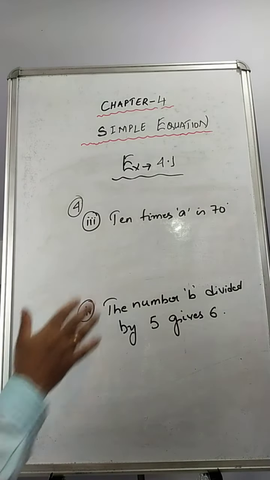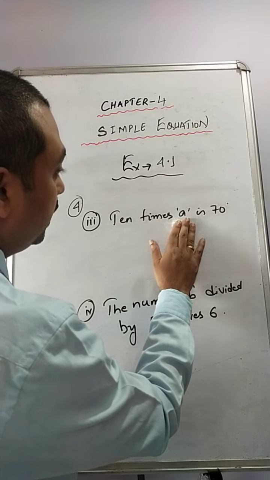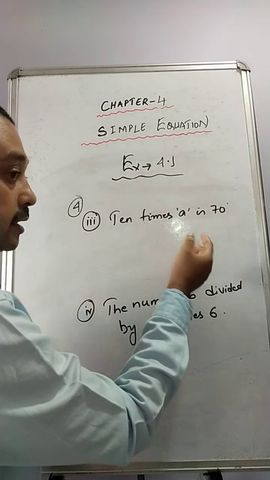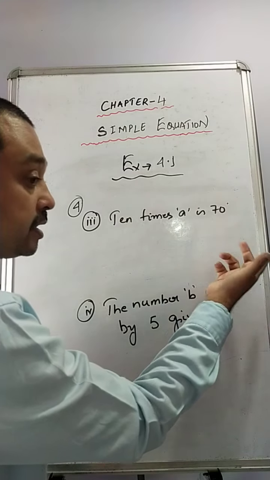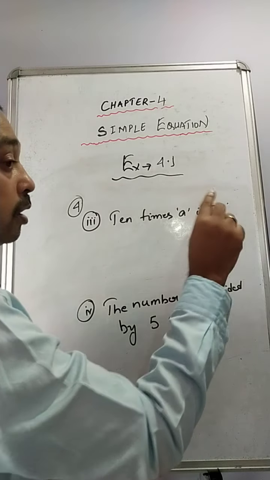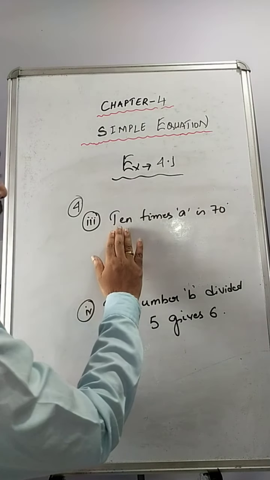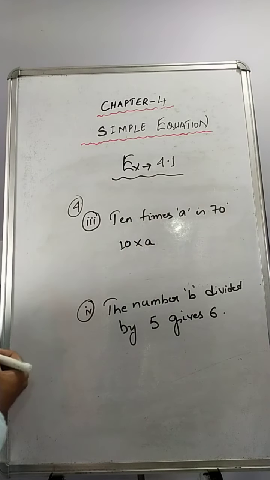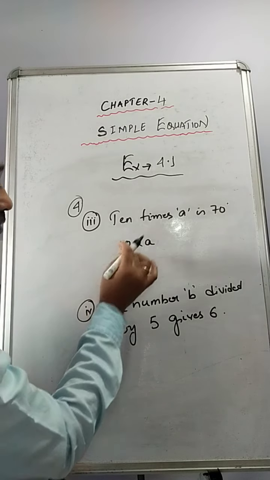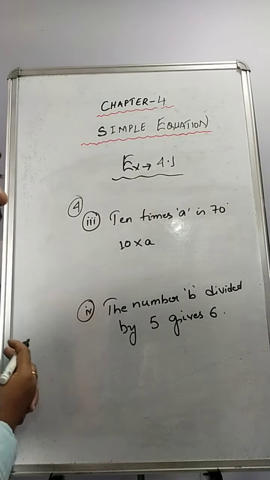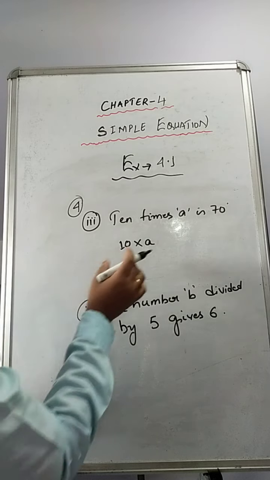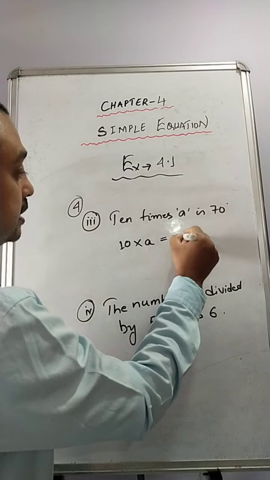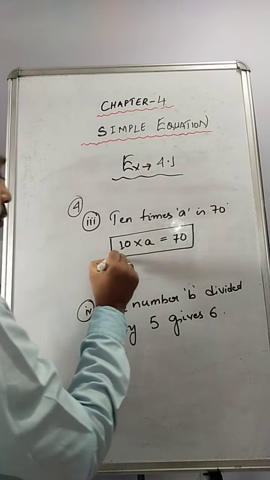It is written 10 times a is 70. The word is always represents the equals to sign. Is, gives, the result is, all of these represent the equals to sign. Now what is the meaning of 10 times a? 10 times a means 10 into a. 7 times a means 7 into a. 6 times a means 6a. So 10 times a is 10 into a, is represents the equals to sign, and 70. So this is the required equation for sum number 3.